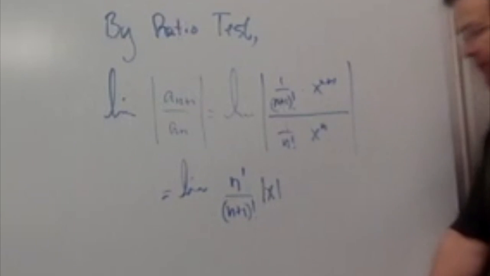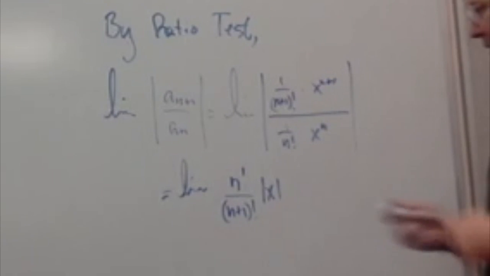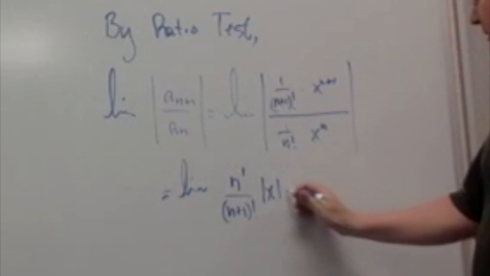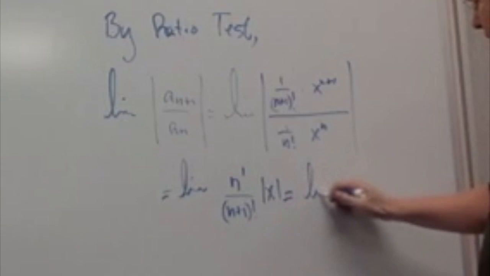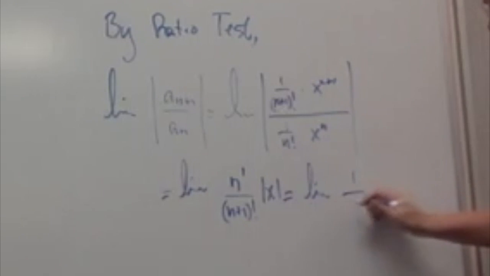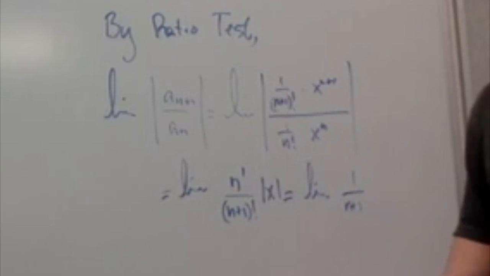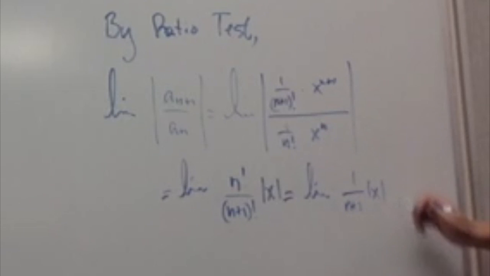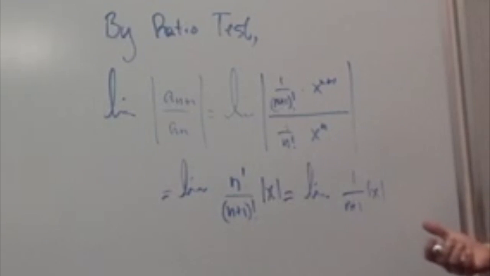But wouldn't that just be 1 over n plus 1? As n gets huge, yeah, you're right. As n gets huge, that ends up being 1 over n plus 1 without a factorial, times the absolute value of x. And we want to ask for which values of x is this limit less than 1, right?